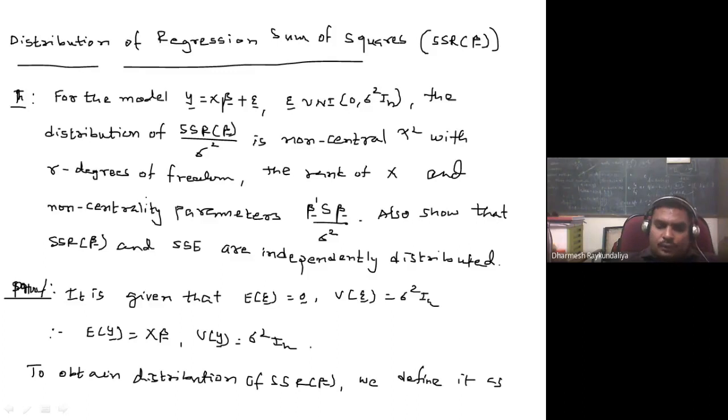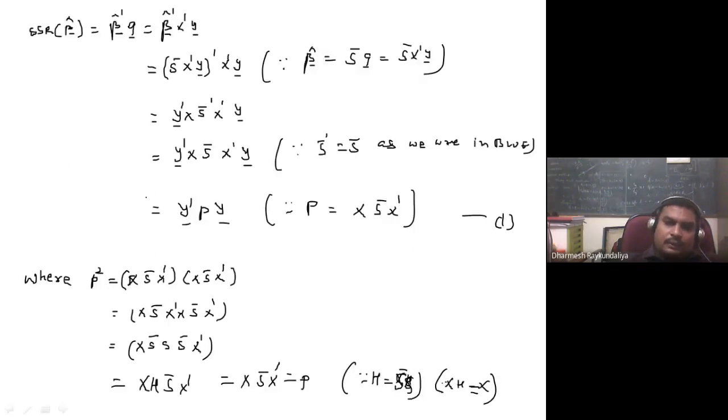To obtain the distribution of SSR, first we define SSR(β cap). We know that it is β cap transpose Q, where Q is nothing but X'y, and substituting the value of β cap, that is S bar Q, we obtain that SSR(β cap) is a quadratic form in y, where the matrix of the quadratic form is P, which is X S bar X'. It is also known as a projection operator.